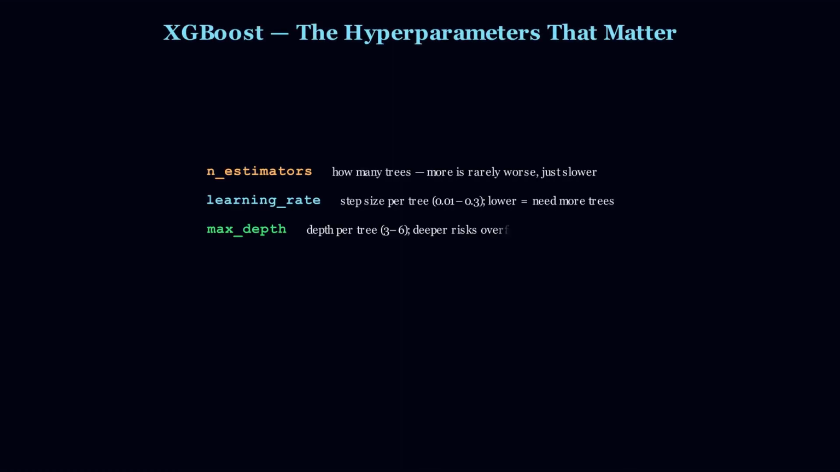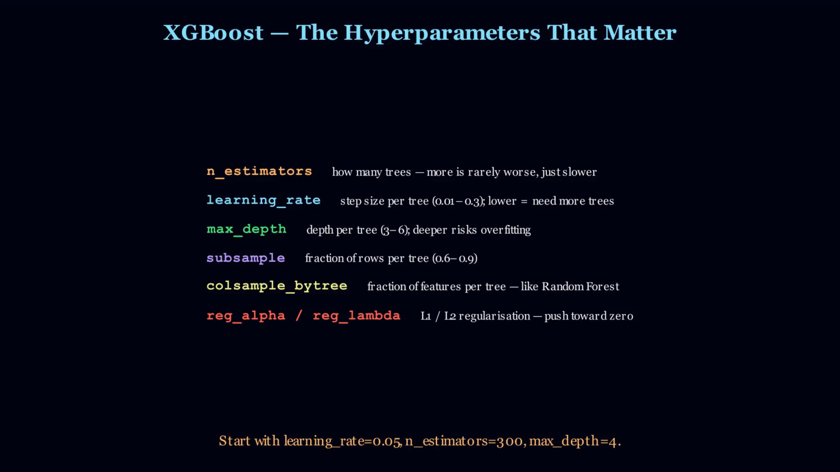XGBoost has a lot of hyperparameters. Most of them you won't touch. Learning rate. How big each tree step down the gradient is. N_estimators, how many steps total. Lower rate needs more estimators. Max_depth. 3 to 6 is almost always right. Deeper risks overfitting. Subsample and colsample_bytree. Both around 0.8 is a good start.